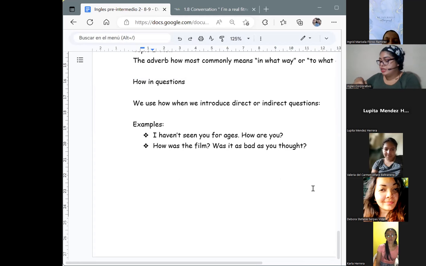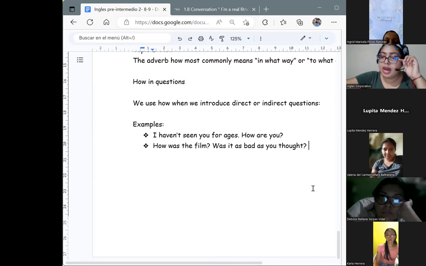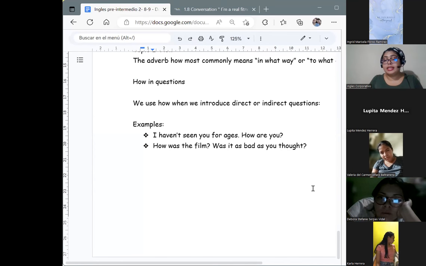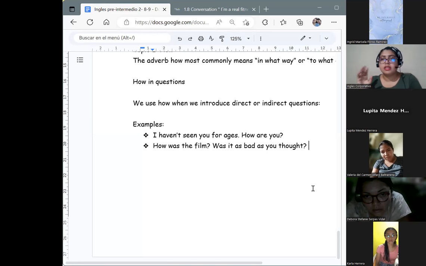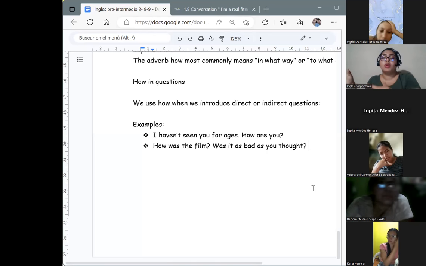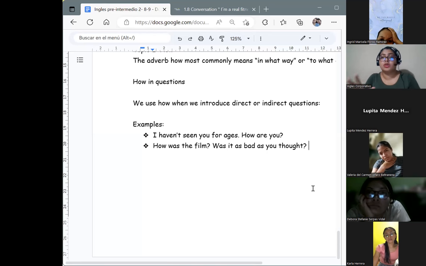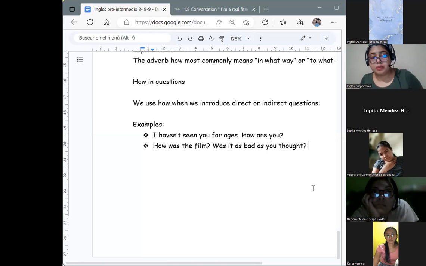So in this case, in the second statement, you can see that we ask the question as the first thing we are going to do. It is not like we are going to say the idea and then the question. In this case, we are asking the question first, and then we make another question that is related to the first thing. How was the film? ¿Cómo estuvo la película? Was it as bad as you thought? ¿Estuvo tan mala como tú creíste? So in this case, we are going to add the question with the word how at the beginning. Then we can give more information, or we can ask another question related to the information that we are asking in the first part.